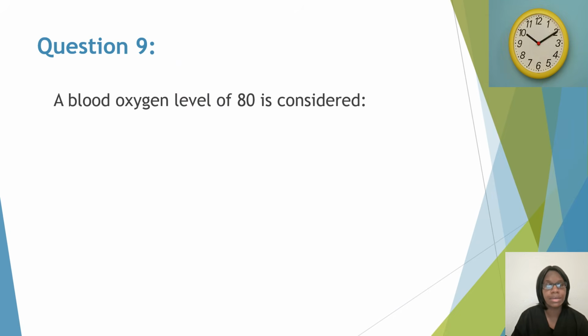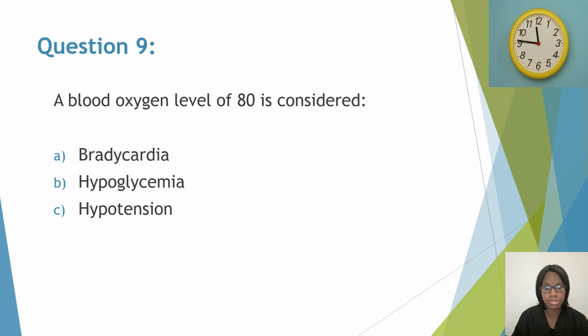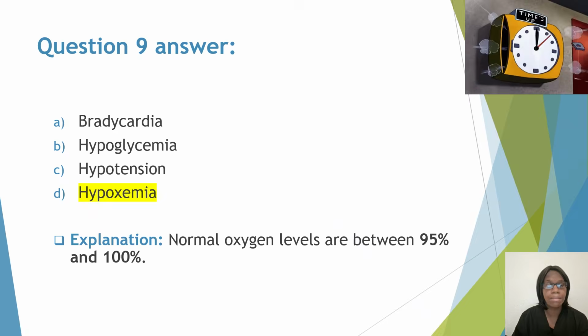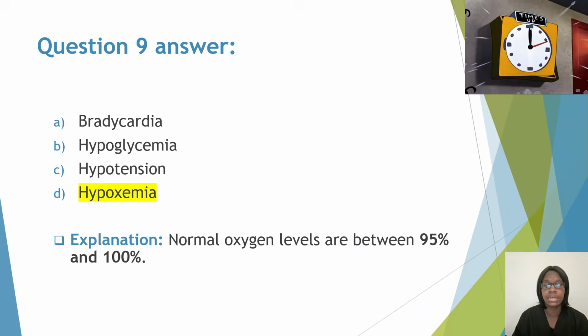Question 9. A blood oxygen level of 80 is considered A, bradycardia, B, hypoglycemia, C, hypotension, D, hypoxemia. All right, the correct answer is D, hypoxemia. Normal oxygen levels are between 95% and 100%.